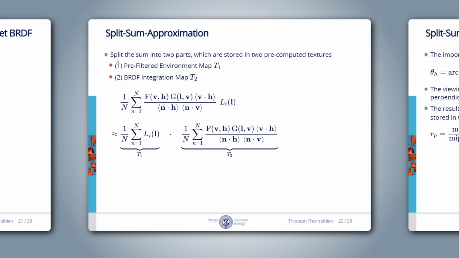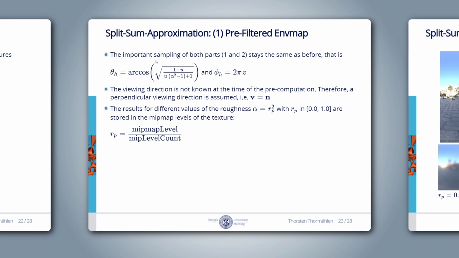In this approach, we split the sum into two parts, which are stored in two pre-computed textures. Here is the original sum. We split it into a sum over the incoming radiance, which we call pre-filtered environment map and denote with T1, and a sum over all the other terms, which we call BRDF integration map and denote with T2. Again, this is mathematically not correct, it is just an approximation. The importance sampling of the half-way vector for both parts, T1 and T2, stays the same as before.